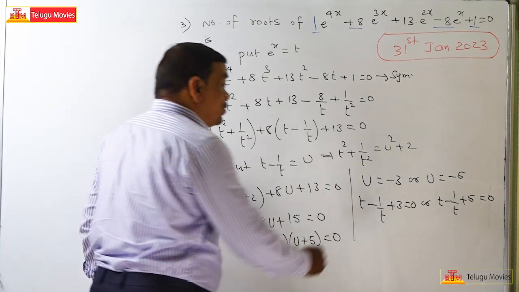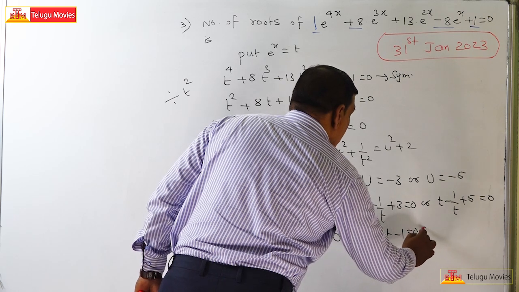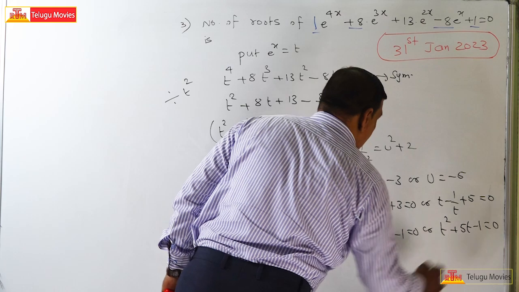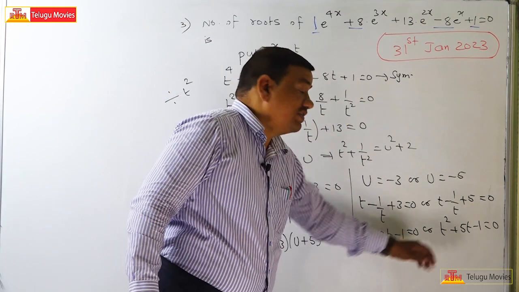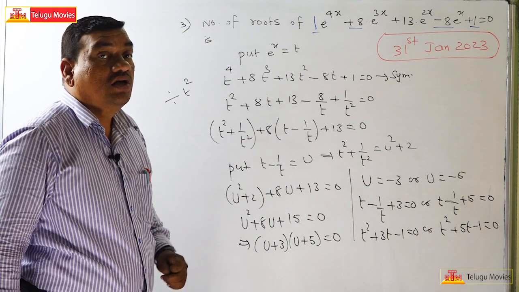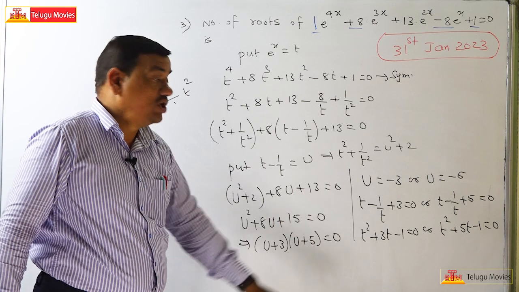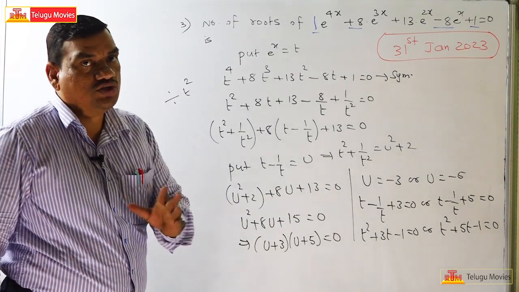So we have got the two quadratic equations, t square plus 3t minus 1 is equal to 0, t square plus 5t minus 1 is equal to 0. So we got two quadratic equations in terms of t. Now let us go back to t is equal to e power x. Solve these two equations, we will get the solution. Okay, so let us continue the solution.